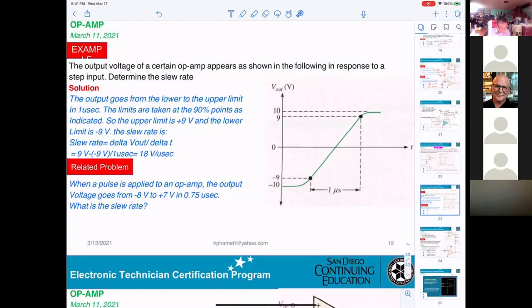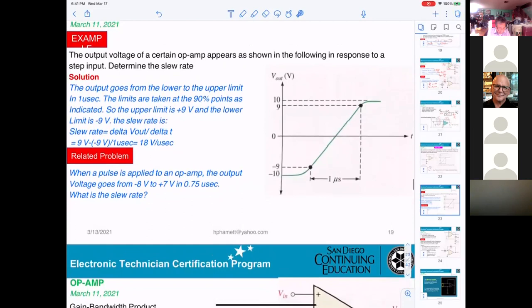And when a pulse is applied to an op amp, the output goes from minus 8 to plus 7 in 0.75 microsecond. What is the slew rate?